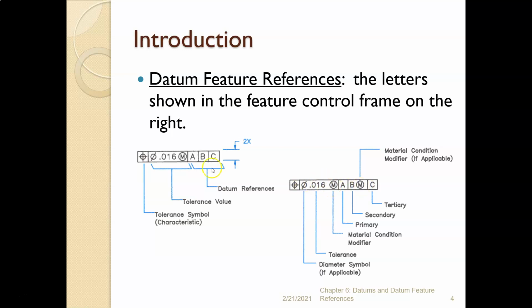Notice that here we can have a material condition modifier with this positional tolerance, but that doesn't mean that we have to have a circle M here. Here we have a circle M and a circle M in the secondary. That's just according to the part specifications or the design intent.